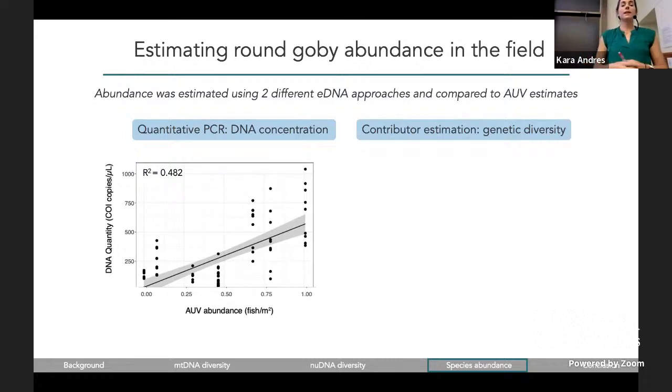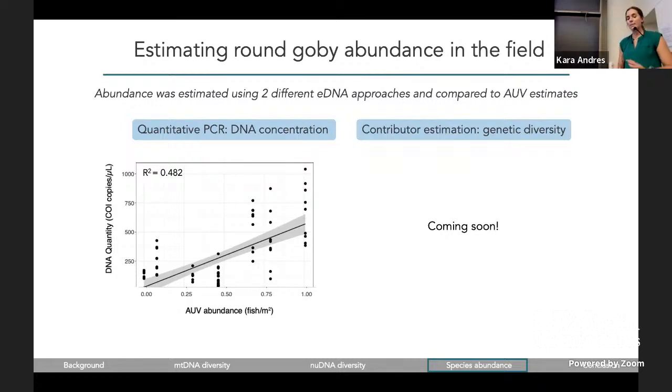So if we're just looking at that correlation-based approach, we're explaining, again, about 50% of the variation in round goby abundance based on the DNA quantity. And that's on par with what that meta-analysis showed, that we're explaining about half the variation. So not bad, but what we wanted to do, again, was to see if we could get an improved estimate based on that genetic diversity in the sample. And not to build things up too much, but I actually don't have that data.